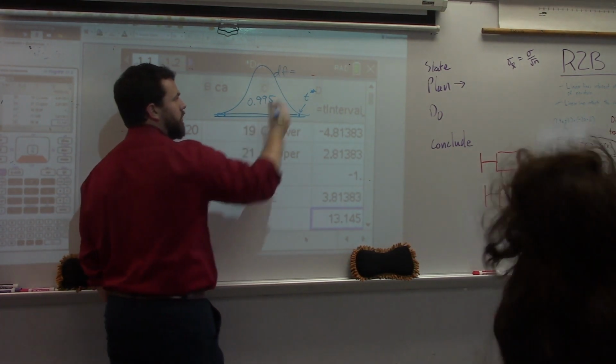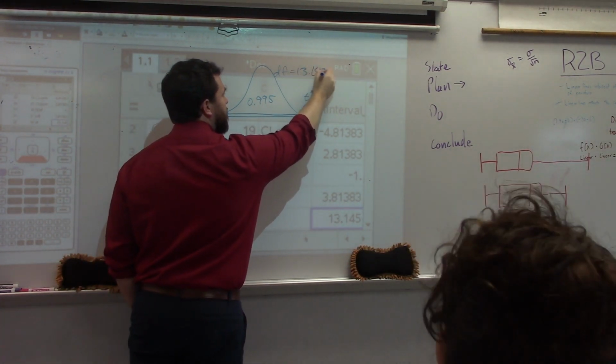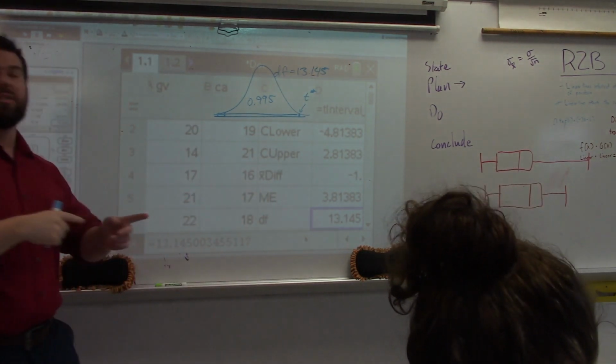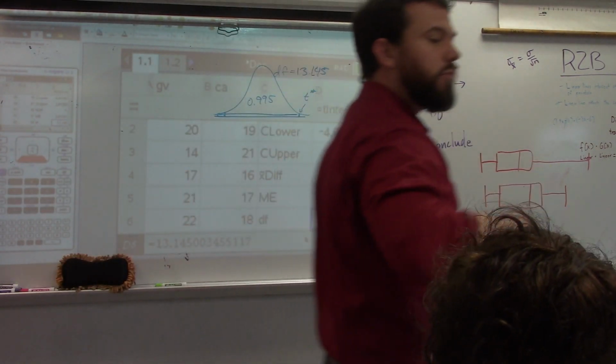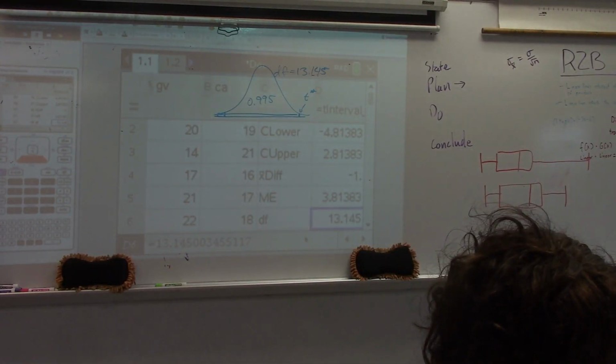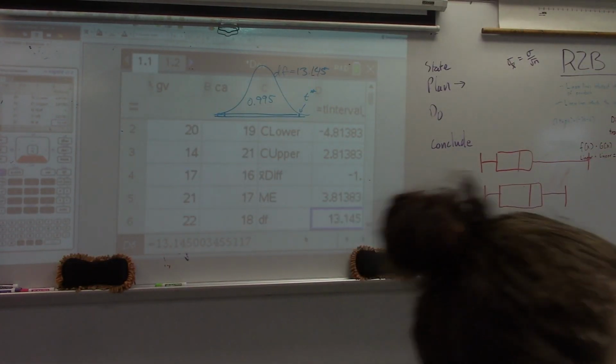What is it? 13. All right, I want you to use your calculator. With that information, find what t is. Think about how we have done that in the past. Again, trying to build review into this. So let's figure out how to do this. Remind ourselves of how to do this.